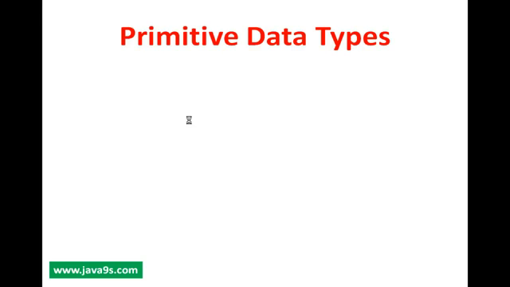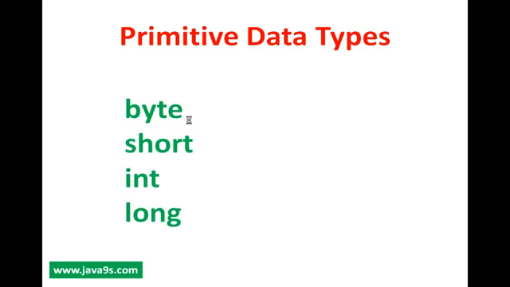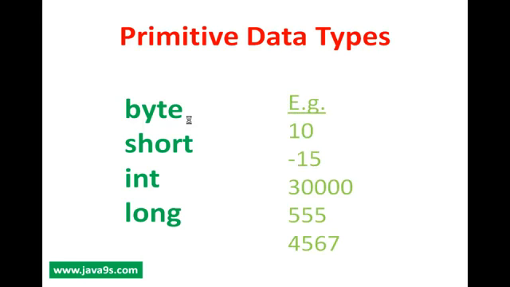The first kind of data types are integers, which can be used to store whole numbers. They are byte, short, int, long. These primitive data types can be used to store numbers like 10, minus 15, 30,000. These data types do not store numerics which have decimal places, like 10.5, 10.53, etc.